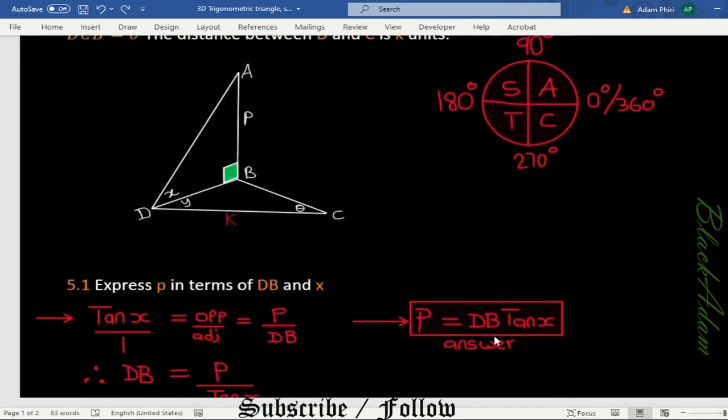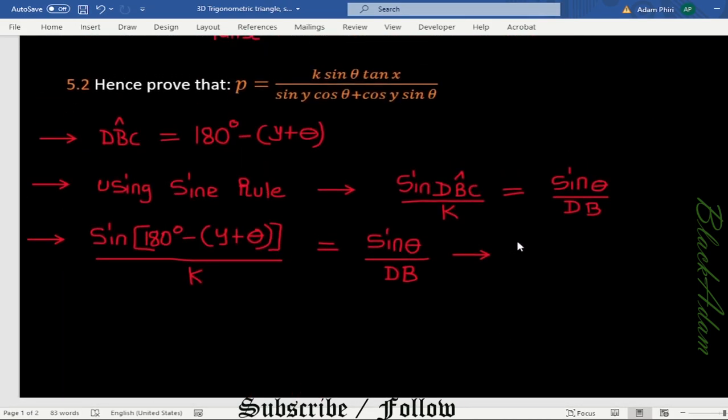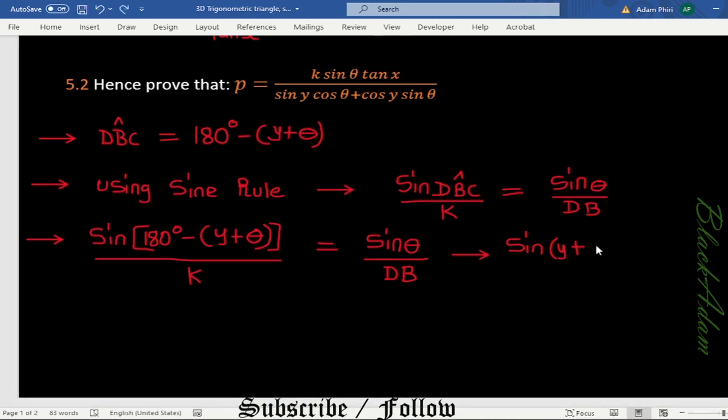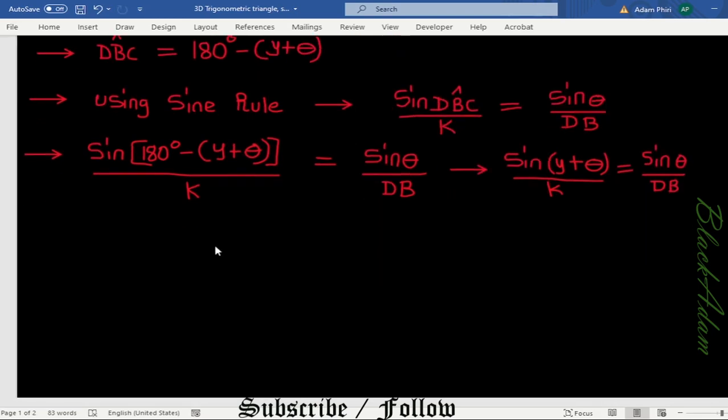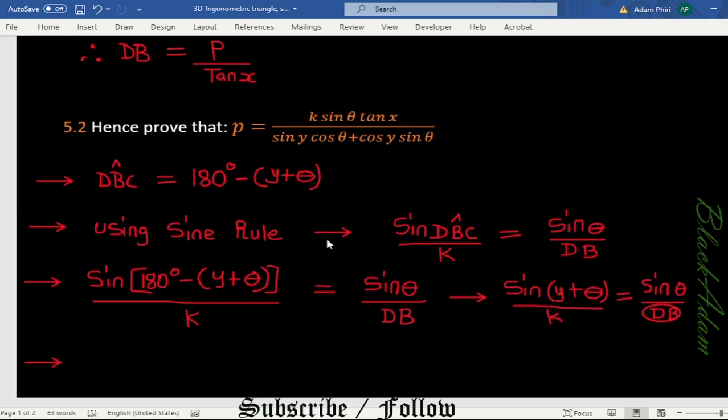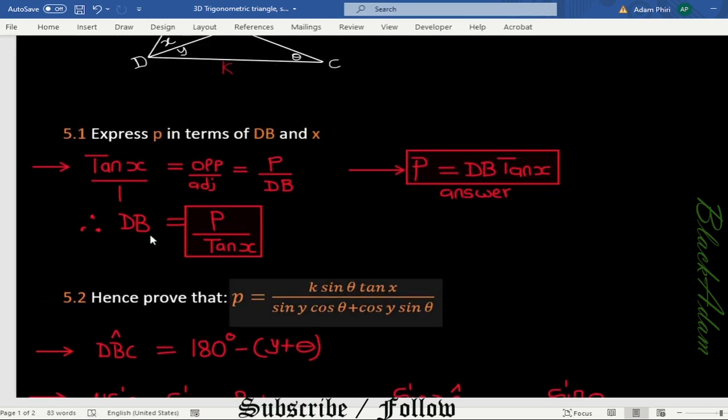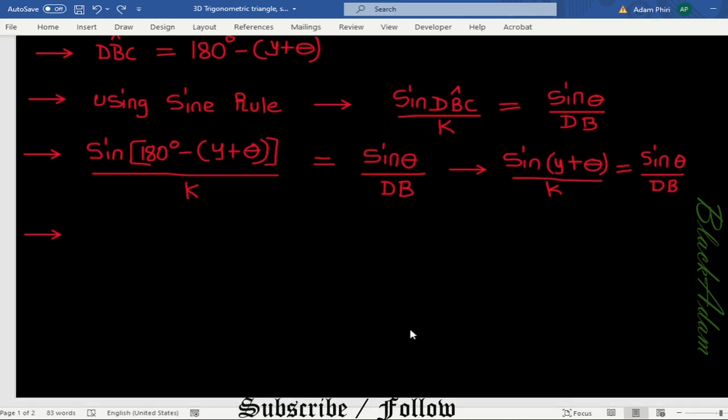And then from there, it's going to be sine bracket Y plus theta, all of that over K is equal to sine theta over dB. Then from there we are required once again to solve for dB. So our dB there, remember that we already solved for that. dB is P over tan X.